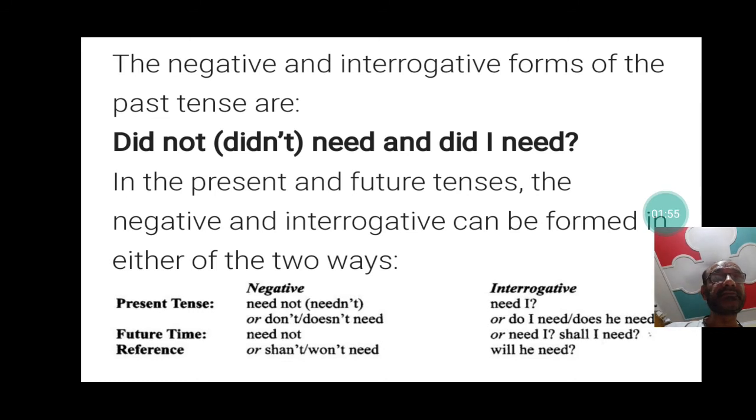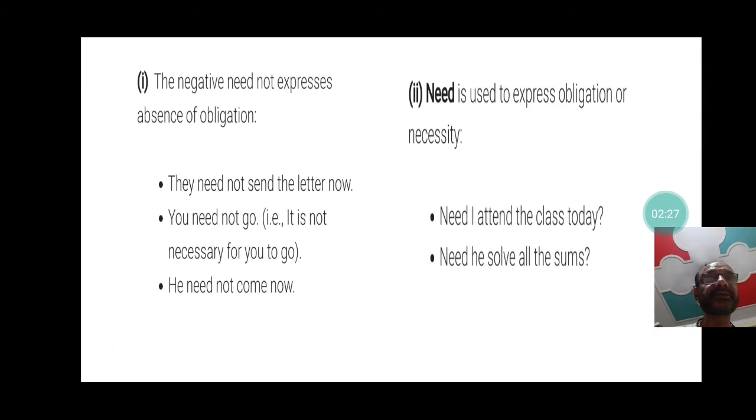In the present and future tenses, the negative and the interrogative can be formed in either of the two ways. Present tense, it is need not or don't or doesn't need. Interrogative is need I or do I need or does he need. Future time is need not or need I, shall I need in interrogative, or shan't, won't need, or will he need. That is your future time reference in interrogative.